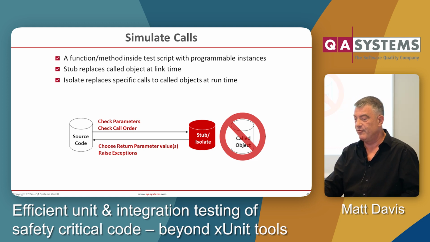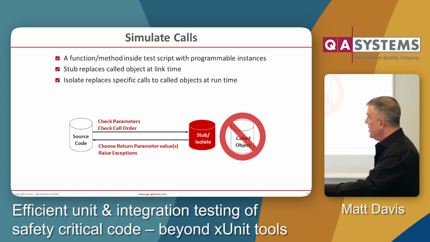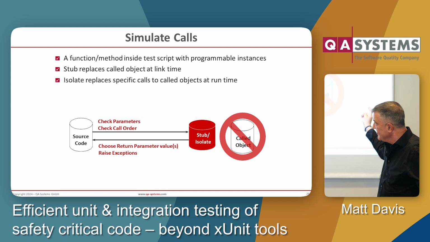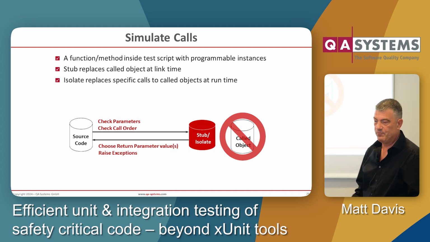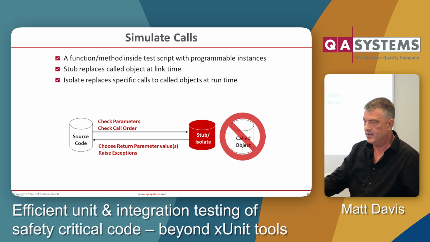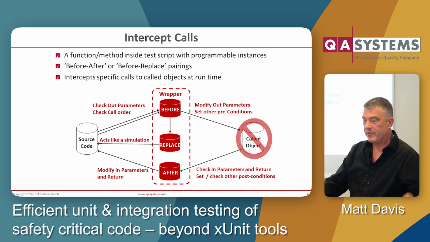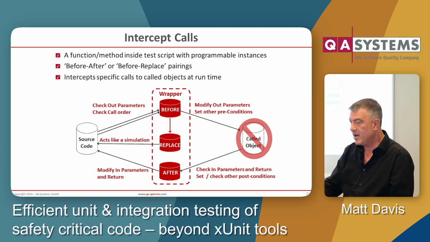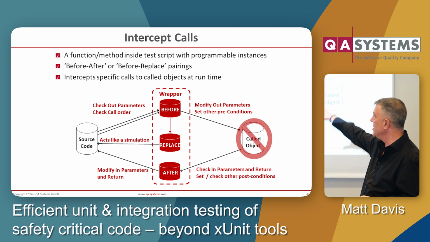Isolate is a specialized form of wrapper, and it replaces specific calls at runtime. I don't use it. I simulate it, but I can check, and I can push things back. Yep. This is my mock object. If I'm going to intercept calls, I can have a before-after or a before-replace pairing, and I'm intercepting those calls at runtime. Cantata creates wrappers.